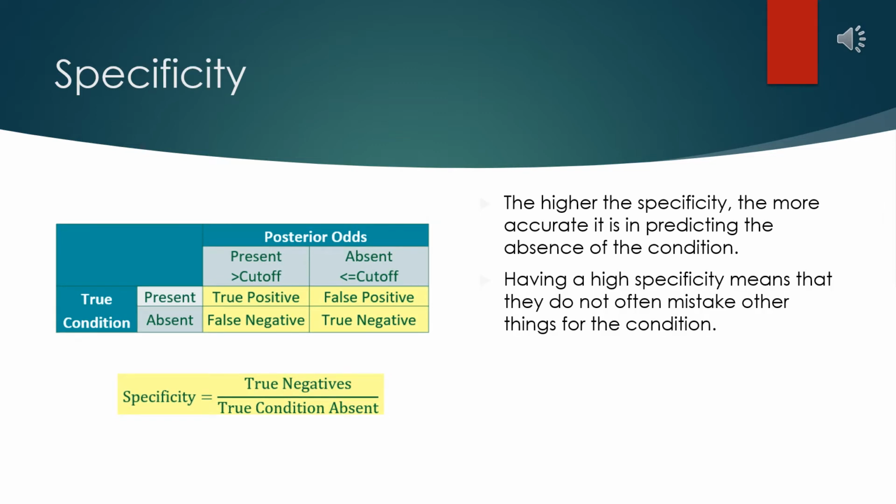The next one is specificity. It's the same idea, however specificity is the true negatives divided by the true condition absent. The higher the specificity, the more accurate it is in predicting the absence of the condition, and having a high specificity means that they do not often mistake other things for the condition.